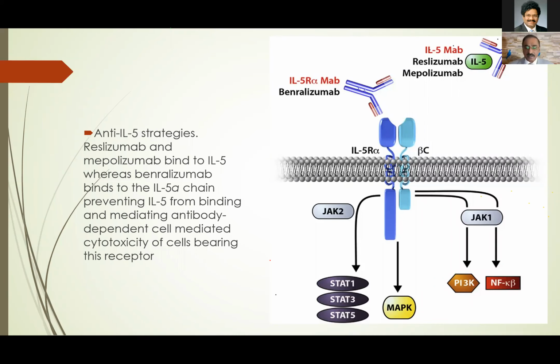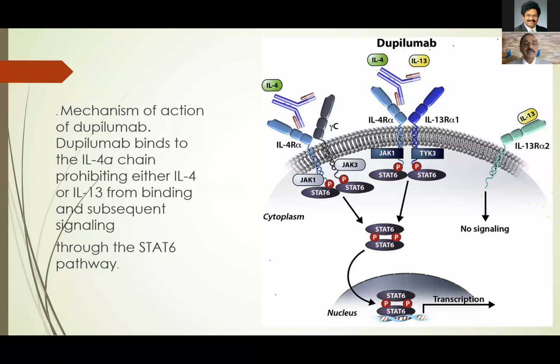This is another monoclonal antibody, which is dupilumab. Dupilumab is an anti-IL-4, anti-IL-13 antibody. So when you are using this, it is attached specifically to those interleukins, so that they will not act on the cell surface molecules where there are receptors, thereby preventing the growth of the eosinophils.